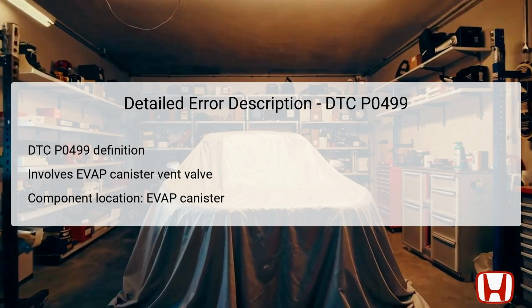DTC P0499 refers to a problem identified in the EVAP canister vent shut valve circuit, specifically indicating high voltage. The EVAP canister vent shut valve is a critical component located on the EVAP canister, usually situated near the fuel tank, which controls whether the vapors from the tank are released into the atmosphere or sent to the engine for combustion. High voltage in this circuit suggests that there might be an electrical issue that could be affecting the valve's performance, potentially linked to wiring or connector faults.